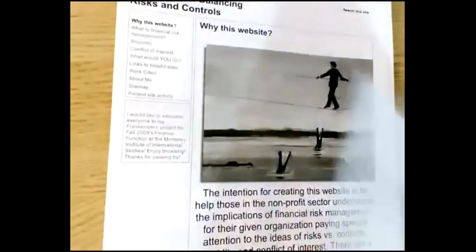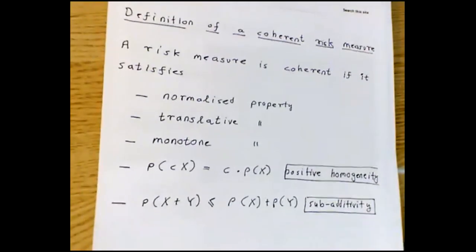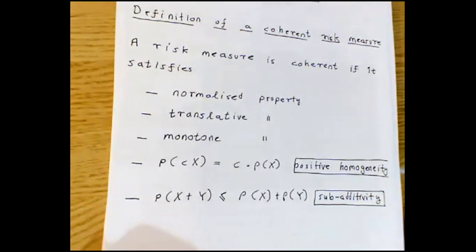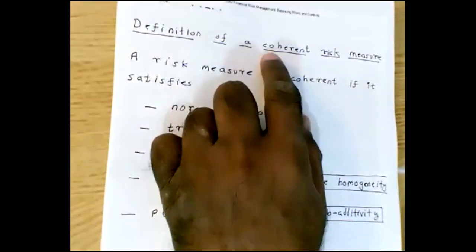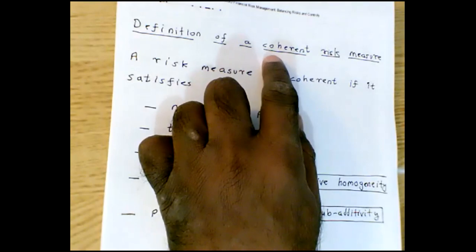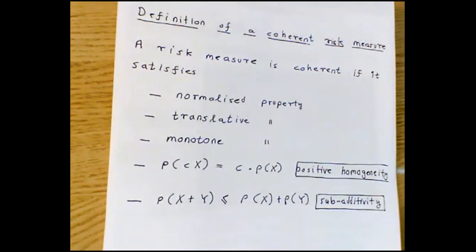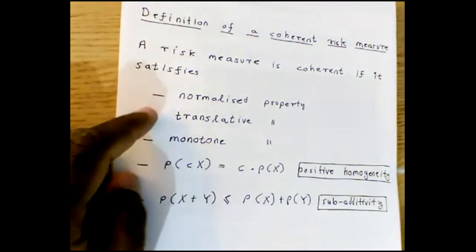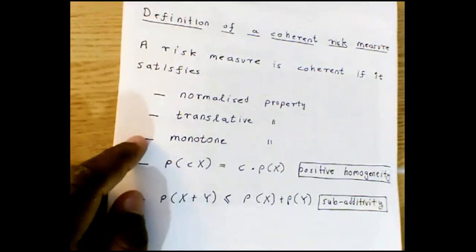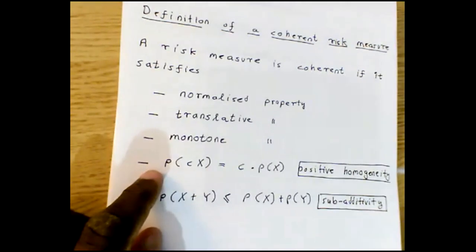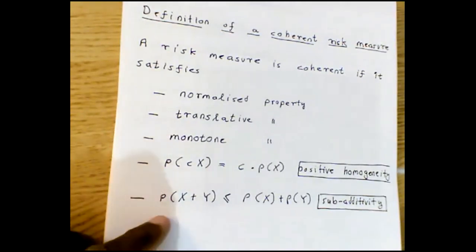And then there is a definition of a coherent risk measure. A coherent risk measure is something which is, I mean, I'm sure you guys are better experts in English than I am. I mean, coherent means intelligible or something which is good, right? So a coherent risk measure is a risk measure that satisfies these three properties, as well as the two additional properties. So this is known as the positive homogeneity property, and this is known as the subadditive property.